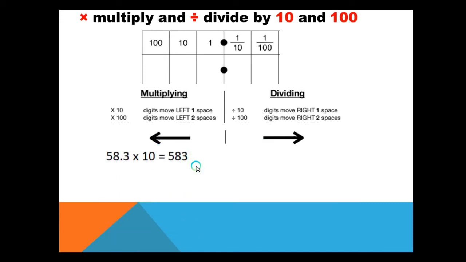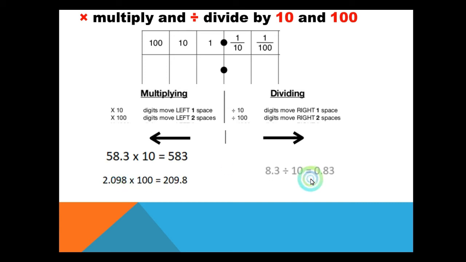Now here is an example. 58.3 multiplied by 10. When you move to the left 1, you have 583. 2.098 multiplied by 100. You move to the left 2, 1, 2. So you have 209.8.